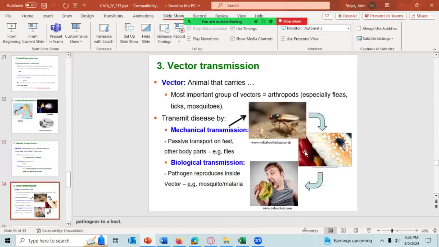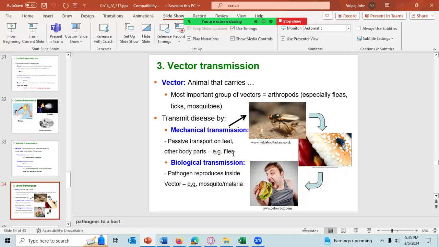Vector transmission is when an animal carries the disease-carrying organism to the susceptible host. The most important group of vectors are biting arthropods, especially fleas, ticks, and mosquitoes, which can transmit a large number of diseases to humans. Vectors can transmit disease in 2 ways: mechanical transmission or biological transmission.